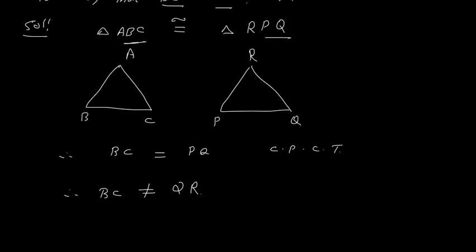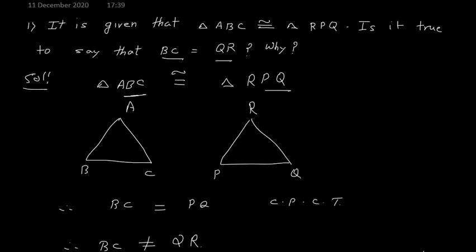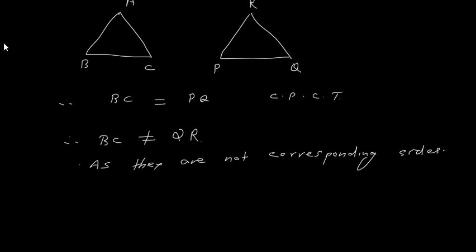Therefore, this BC is not equal to QR. Why? You can say that this is not equal to this, as they are not corresponding sides. They are not corresponding sides, therefore they are not equal. Simple. Only the corresponding parts are going to be equal.